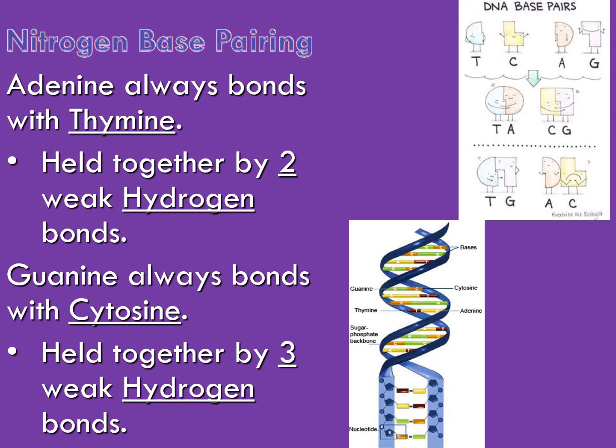With the nitrogen base pairing, remember adenine always goes with thymine. Remember I told you before, apple tree, right? A goes to T. And this is held together by two hydrogen bonds. Guanine always goes with cytosine, and I always said this is garbage can, because G goes with C, and this is held together by three hydrogen bonds. The reason why is that hydrogen bonds are very weak.